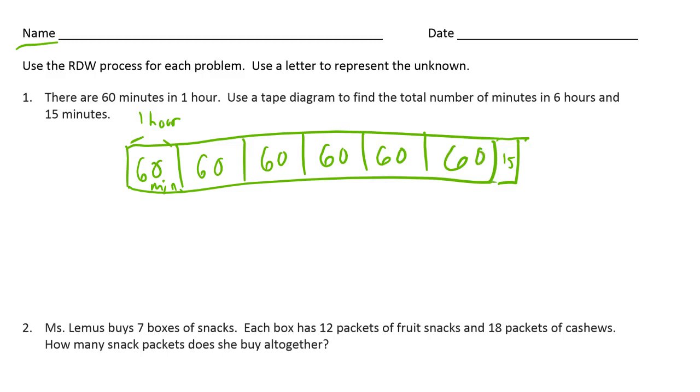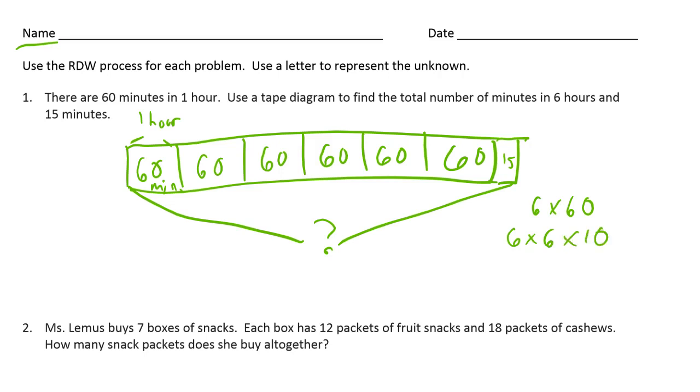So we have all these 60s. And then a little bonus, 15. And that's what we have to figure out, is how far is it from the beginning to the end of that piece of tape. So we have 1, 2, 3, 4, 5, 6 times 60. This section here, we can look at as 6 times 10, which is 36 times 10, which is 360, plus the 15 is what we want to figure out.